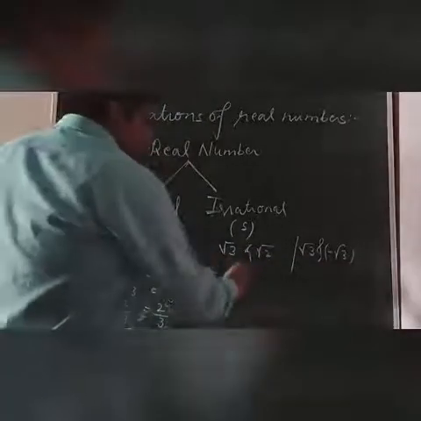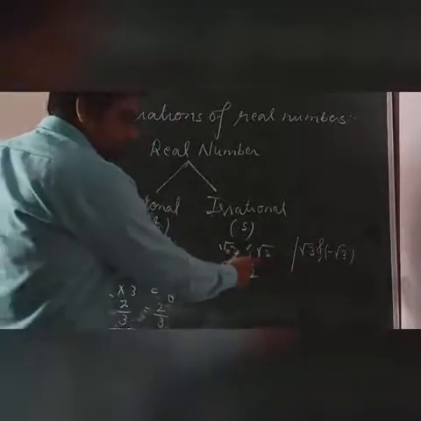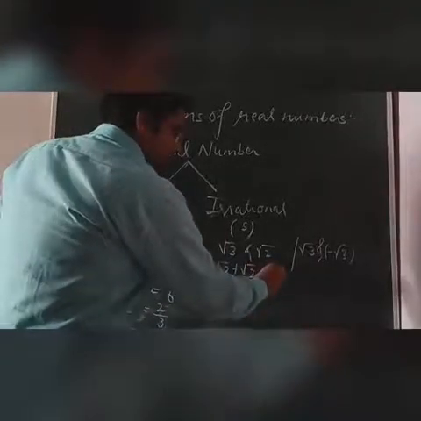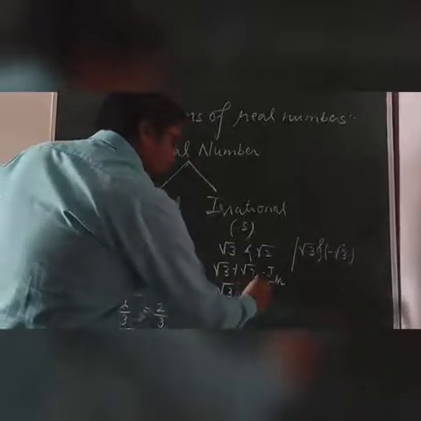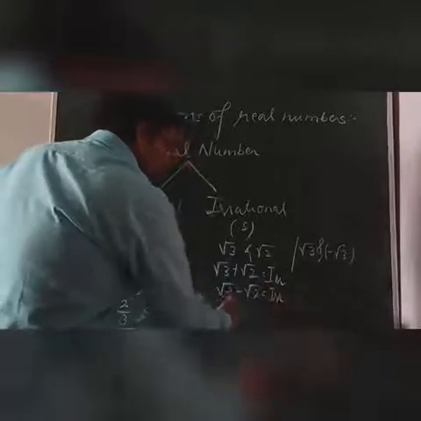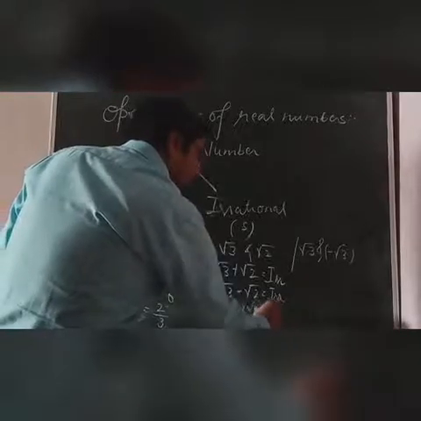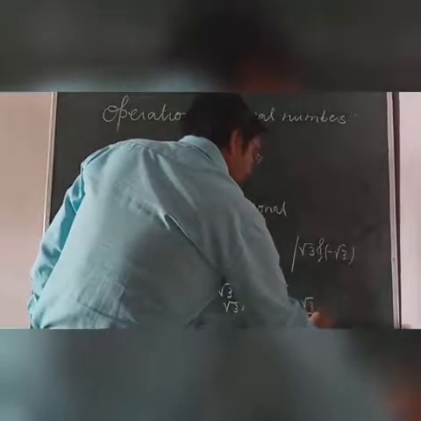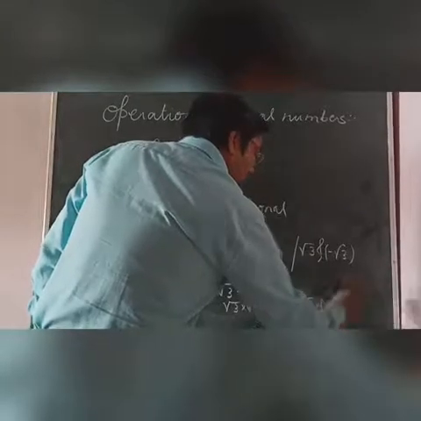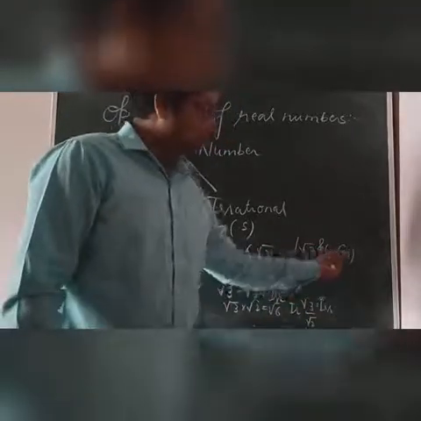So, in this condition you can say under root 3 plus under root 2, the sum of two irrational numbers, is an irrational number. Under root 3 into minus under root 2 is also an irrational number. Under root 3 into under root 2, you will get under root 6, irrational. Now, under root 3 upon under root 2 is also an irrational number.